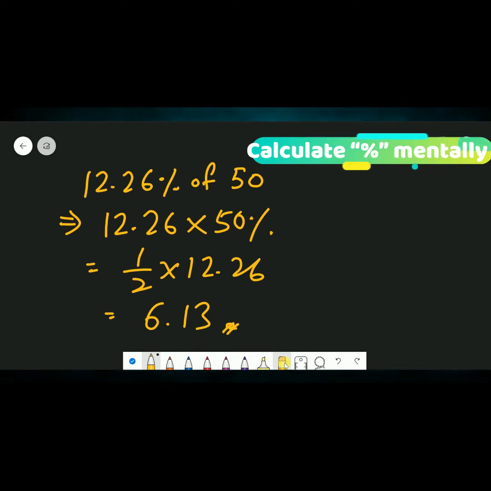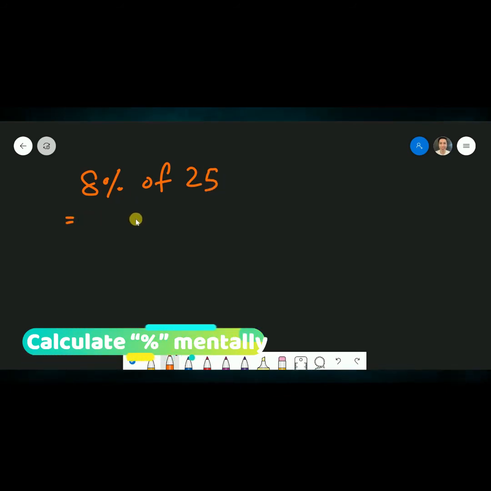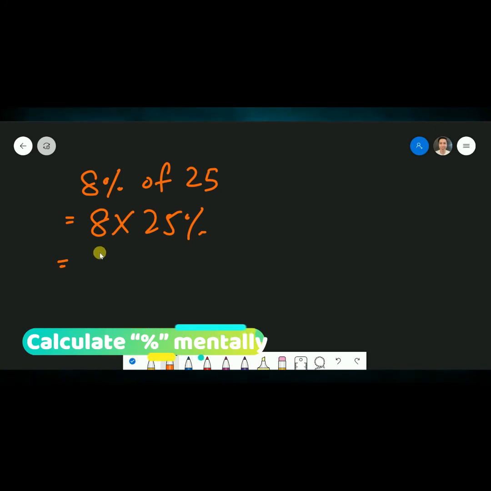So next example. What if I involve 8% of 25? Let's give yourself a pause on this video and then come back to see the answer. Here we go. Welcome back to the video. So 8% of 25, we can write it as 8 times 25%, right? And 25% we know is equal to a quarter, isn't it? So a quarter of 8, then we'll get 2 as our final answer.